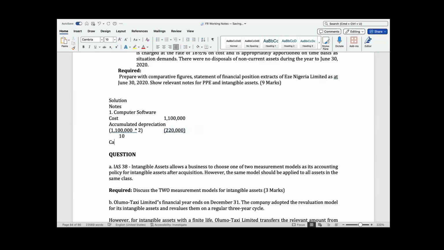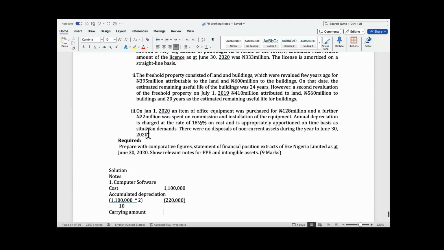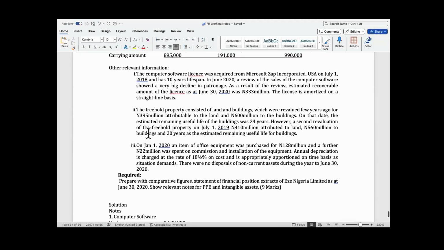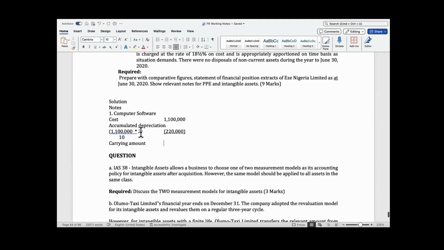So what's the carrying amount? When it was bought in 2018, supposed to be 2018, 19, 20. Not supposed to be 3 years. Count it again. When we bought something in 2018, July, and the year end is June 2020. So year one will end in 2019. Year two will end in 2020, June. So it's 3 years. The carrying amount is 880, sir.